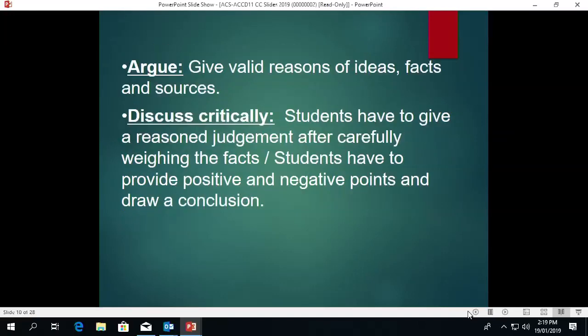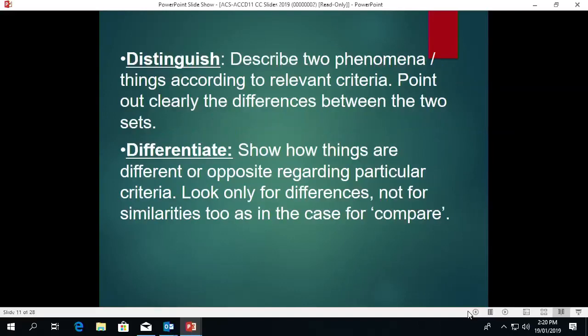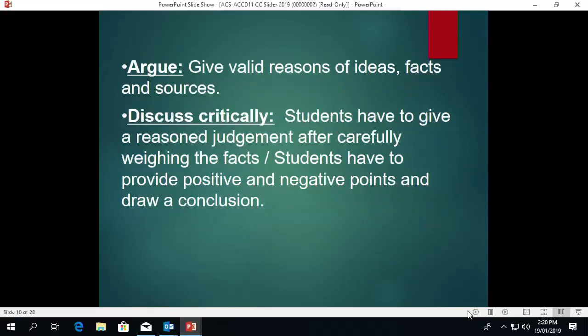And then if you discuss, you have to give a reason. You have to give judgment. And then, if necessary, you provide the pros and cons, the advantages or disadvantages. Sometimes they call it the positive and the negative point. And if you are to differentiate or discuss, you need to come up with a conclusion. Don't just leave your answers hanging.